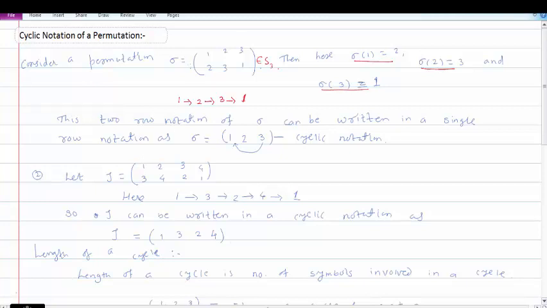So this sigma can be written in a single notation as sigma is equal to 1 goes to 2, 2 goes to 3, and 3 goes to 1. This is the cyclic notation of sigma. Here 3 goes to 1. This is the cyclic notation of sigma.